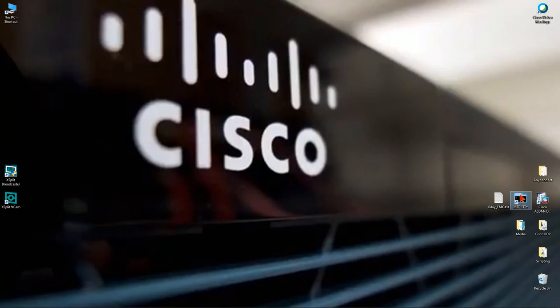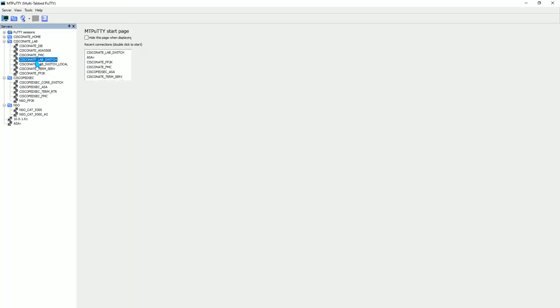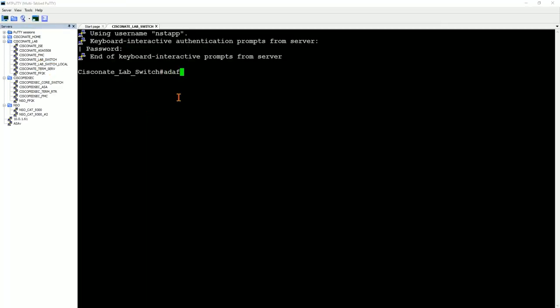The second thing is PuTTY. I went ahead and increased my PuTTY text size markedly so that it's easier for you guys to follow along and see regardless what monitor or resolution you're viewing it in.